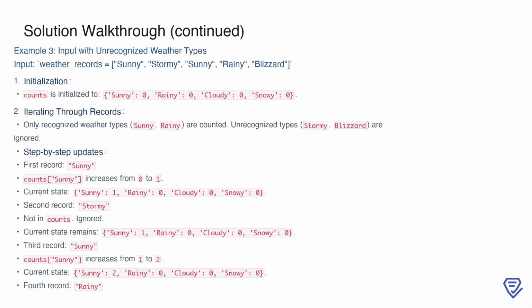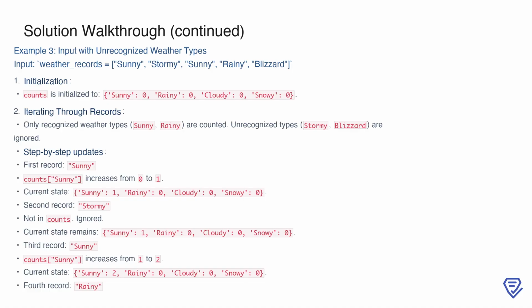The input array contains sunny, stormy, sunny, rainy, and blizzard. The method starts by initializing the counts dictionary as usual: sunny: 0, rainy: 0, cloudy: 0, snowy: 0. The iteration begins with the first record, sunny, which is recognized. The count for sunny is incremented from 0 to 1, making the state sunny: 1, rainy: 0, cloudy: 0, snowy: 0.